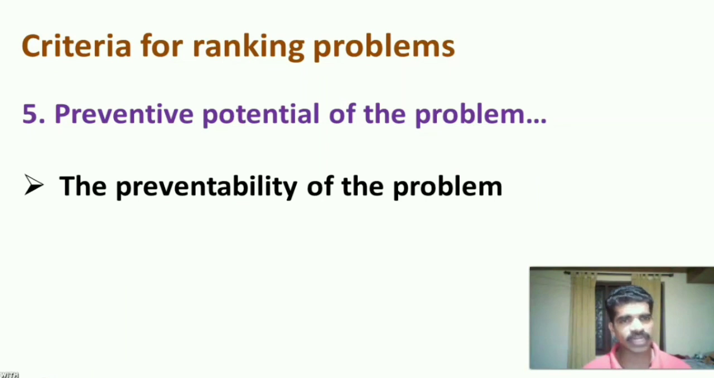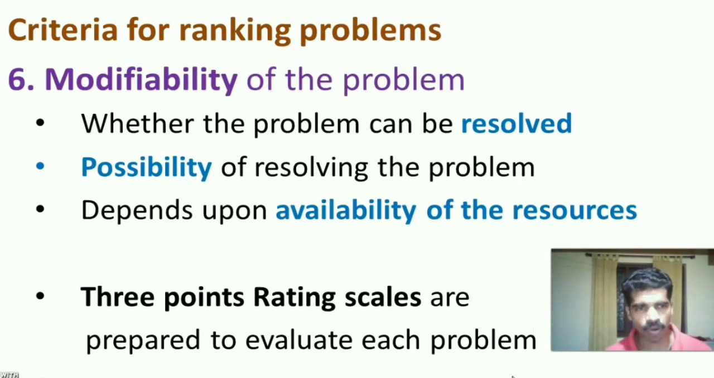The fifth criteria for ranking problems is preventive potential of the problem. It depends whether the problem is preventable or not preventable. The sixth criteria for ranking problems is modifiability of the problem: whether the problem can be resolved, the possibility of resolving the problem. It depends upon the availability of the resources. 3 point rating scales can be prepared to evaluate each problem to find the modifiability of the problem.